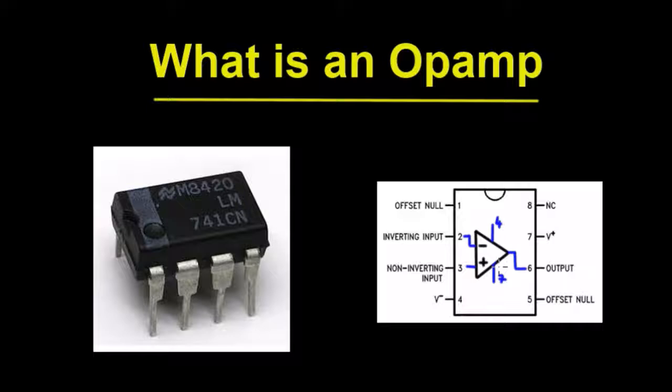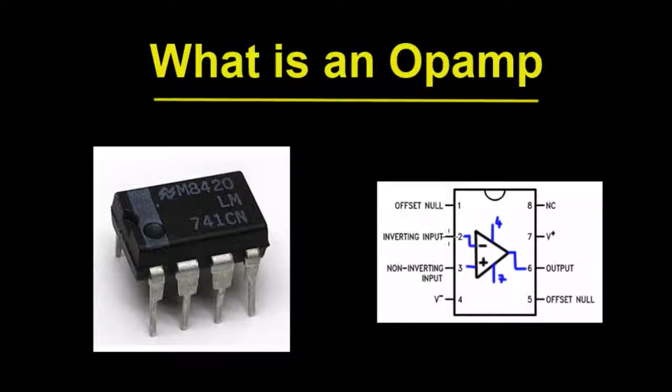As this is an introductory video, don't worry too much if there's terms in it that you're unsure of, as we're going to be going over them over the rest of the videos. Okay, so in this pin out here, pin 8 is not used, pin 5 and pin 1 are null offsets. I'll go over that in a different video, we don't need to worry about them for the moment.